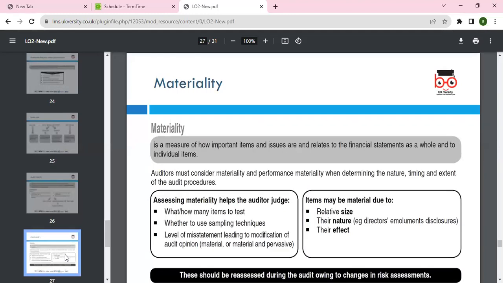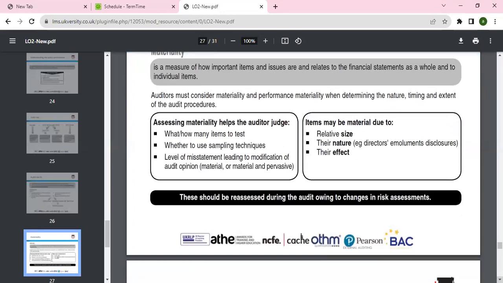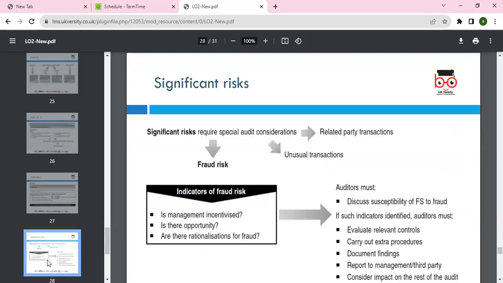Okay, as we discussed earlier, materiality is the measure of the importance of items and issues related to the financial statements. Materiality can be significant, and you have to look at the timing and context. Assessing materiality will help the auditor adjust how many items to be tested, whether to use a sampling technique, and the level of misstatement, like what percentage of deficiencies we have, for example the stock in the warehouse. Relevance, nature and facts that have been highlighted are assessed during the audit, with changes in the risk assessment procedures adopted. So that is what we need to embed.